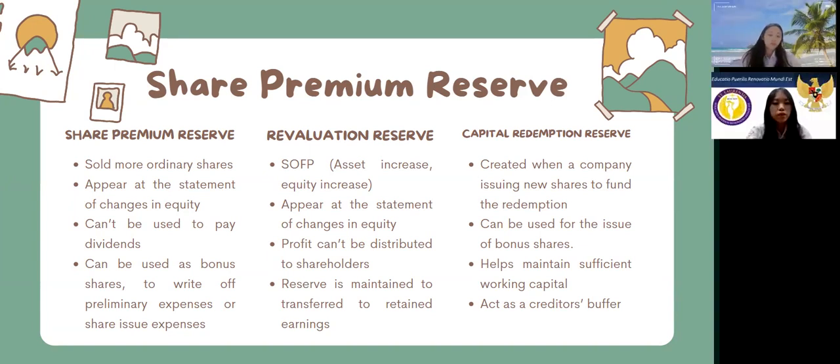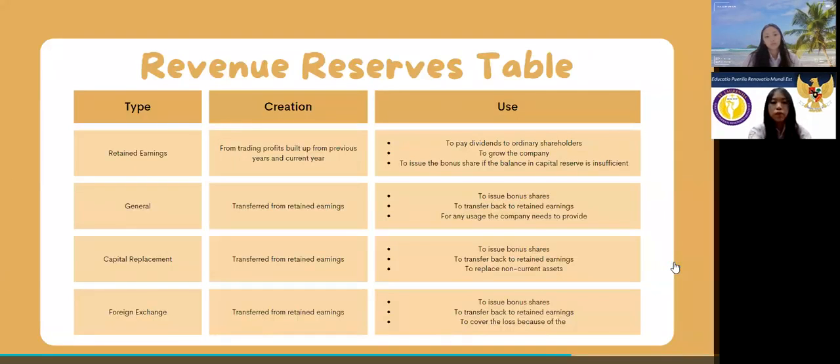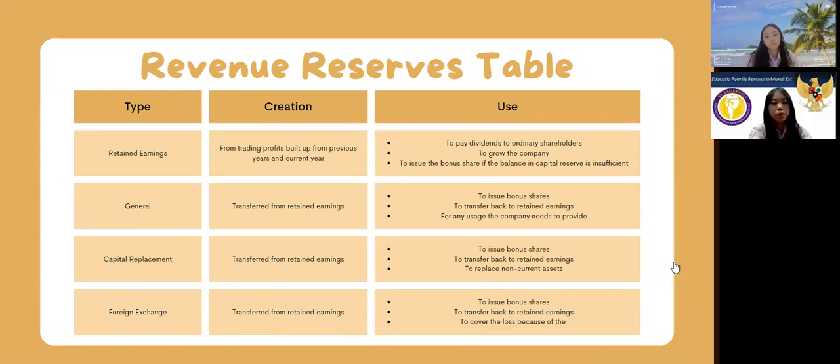The retained earnings will be reduced, but the capital redemption reserve will be credited. Capital redemption reserve can be used for the issue of bonus shares, and it also helps maintain sufficient working capital, and it also acts as a creditor's buffer. Next, we're going to talk about the revenue reserves table.